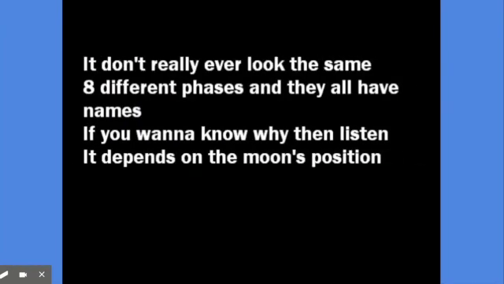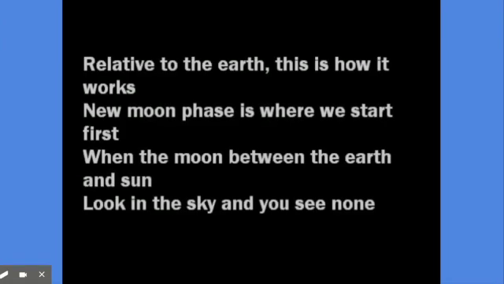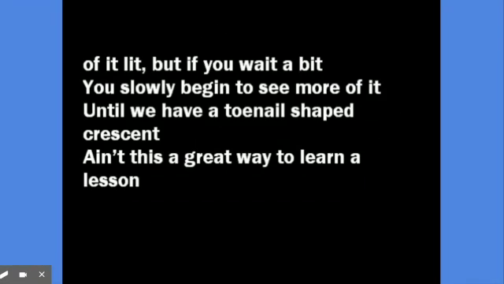It don't really ever look the same. Eight different phases and they all have names. If you want to know why, then listen. It depends on the moon's position relative to the earth. This is how it works. New moon phase is where we start first, when the moon is between the earth and sun. Look in the sky and you see none of it lit. But if you wait a bit, you slowly begin to see more of it, until we have a toenail-shaped crescent. Ain't this a great way to learn a lesson?